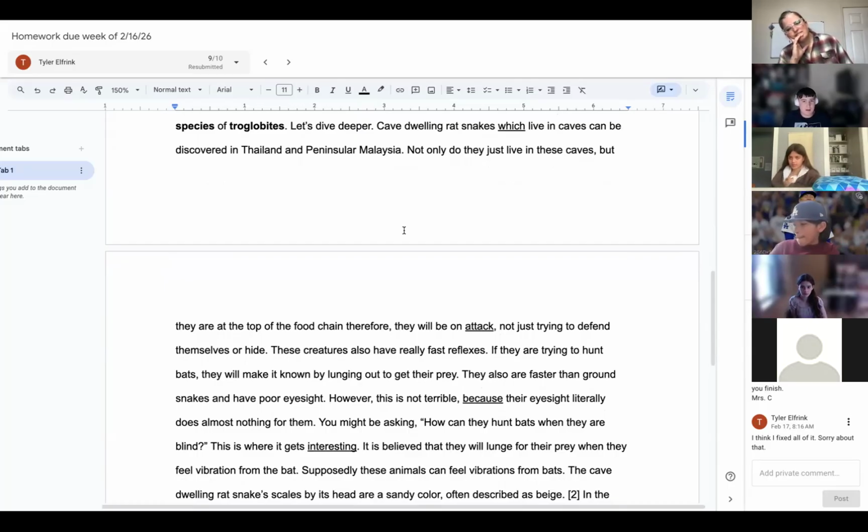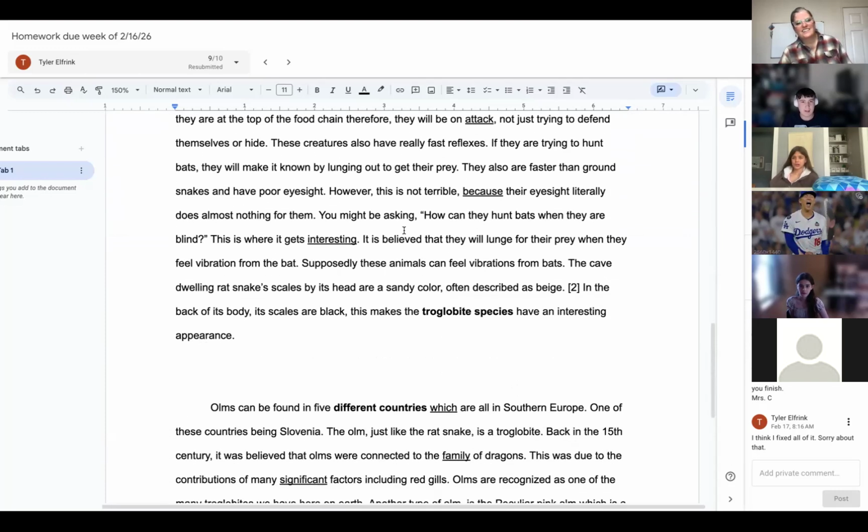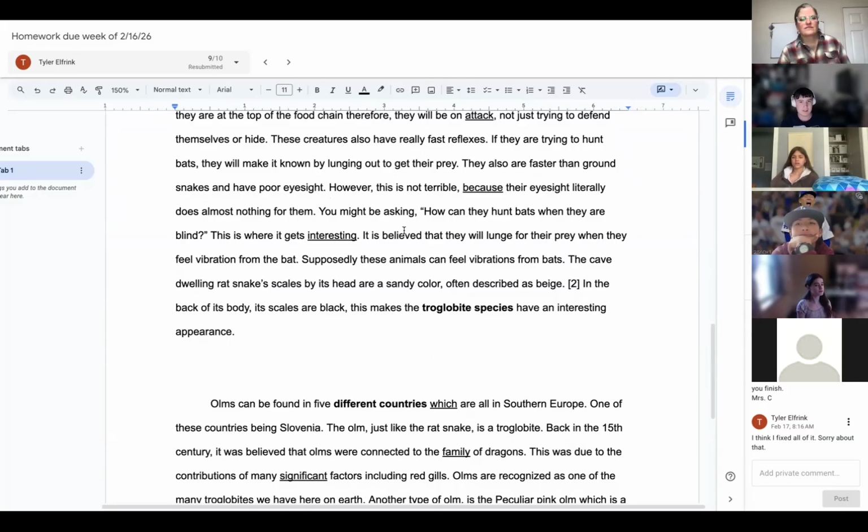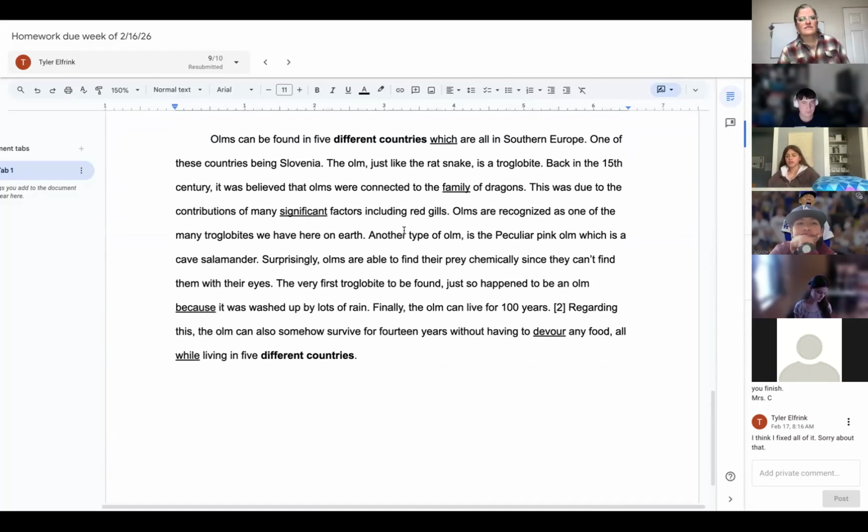You might be asking, how can they hunt bats when they are this blind? This is where it gets interesting. It is believed that they will lunge for their prey when they feel the vibration from the bat. Supposedly, these animals can feel vibrations from bats. The cave-dwelling rat snake's scales by its head are a sandy color, often described as beige. In the back of its body, its scales are black. This makes the troglobite species have an interesting appearance.